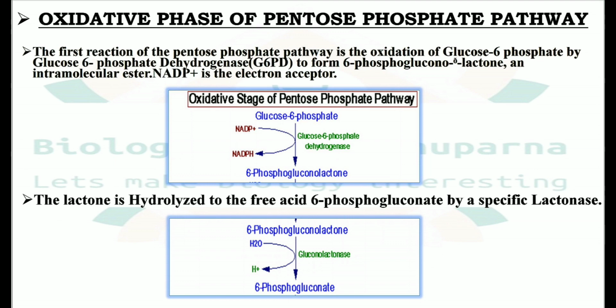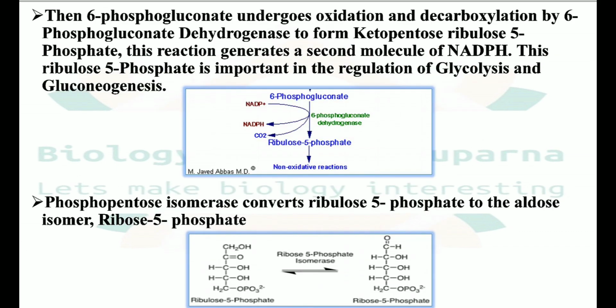In the next step, the lactone is hydrolyzed to the free acid 6-phosphogluconate by a specific lactonase. Let's look into the reaction. 6-phosphogluconolactone is converted into 6-phosphogluconate with the help of the enzyme lactonase, where one water molecule is consumed, generating H+.